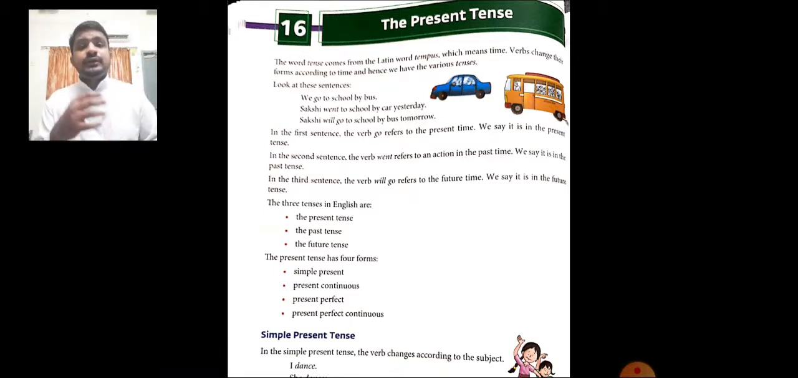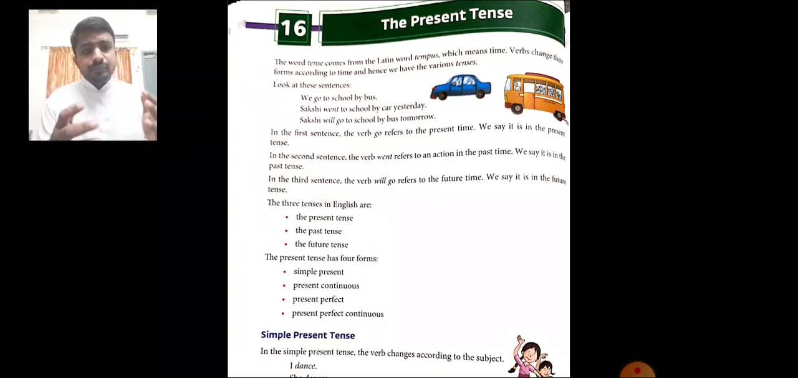The verbs change the forms according to the time. So we have different kinds of tenses, and mainly there are three kinds of tenses we use in English grammar. For referring to the present time we use present tense. For referring to the past time we use the past tense. For referring to the actions in the future we use the future tense.